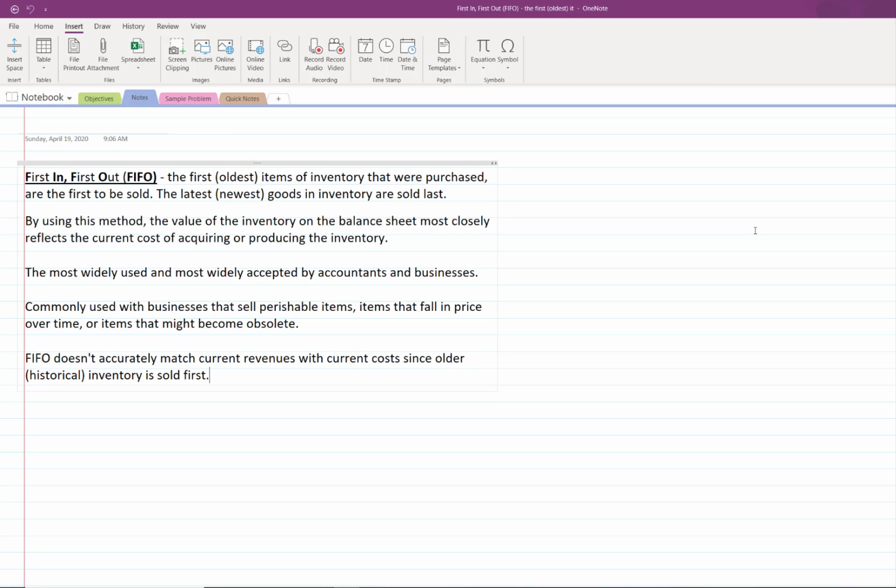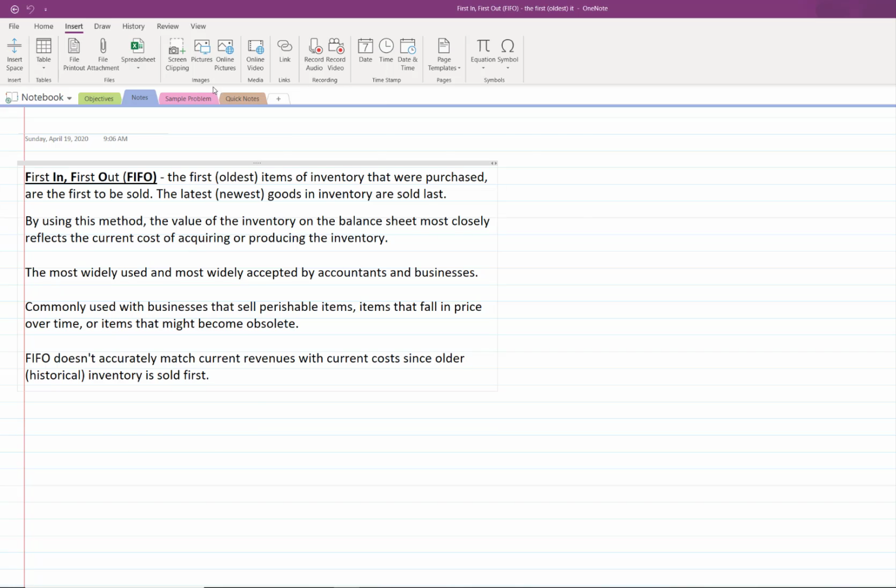The downside to FIFO is that it doesn't accurately match your current revenues with your current costs. What I mean by that is the price that it costs to produce a good or purchase a good is typically more as time goes on. So when you sell a good, you're selling it at today's prices, but the cost of goods sold associated with that sale, those costs were actually historical. They happened in the past, so the prices might actually be a little bit lower than what they are now. There are other methods that more accurately reflect current costs with current sales, like the LIFO method, but we're just going to stick to the FIFO method in this video.